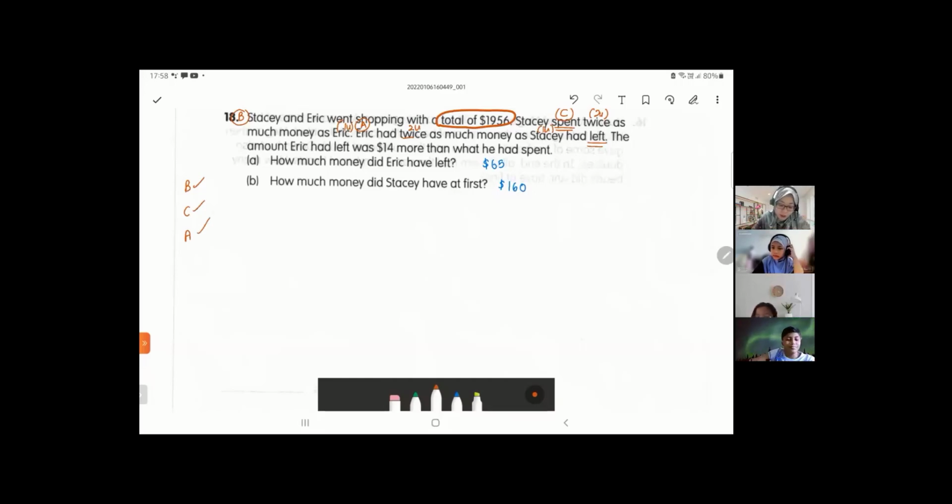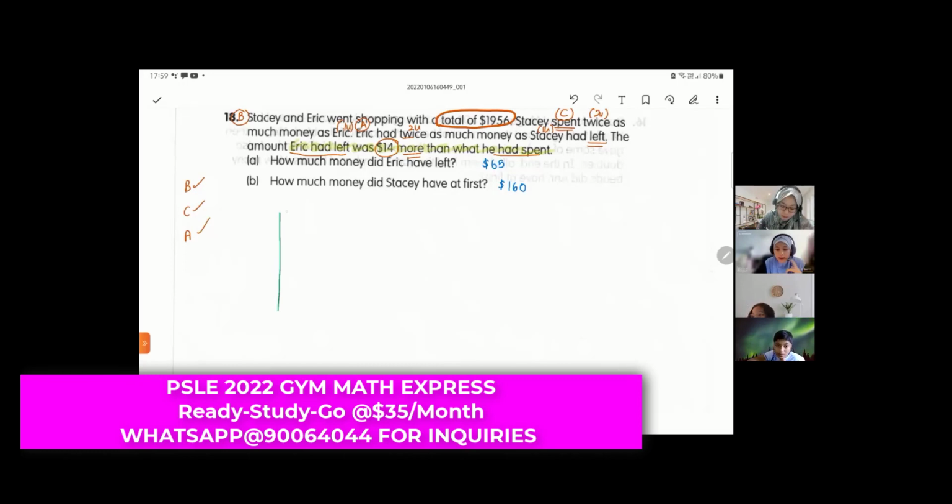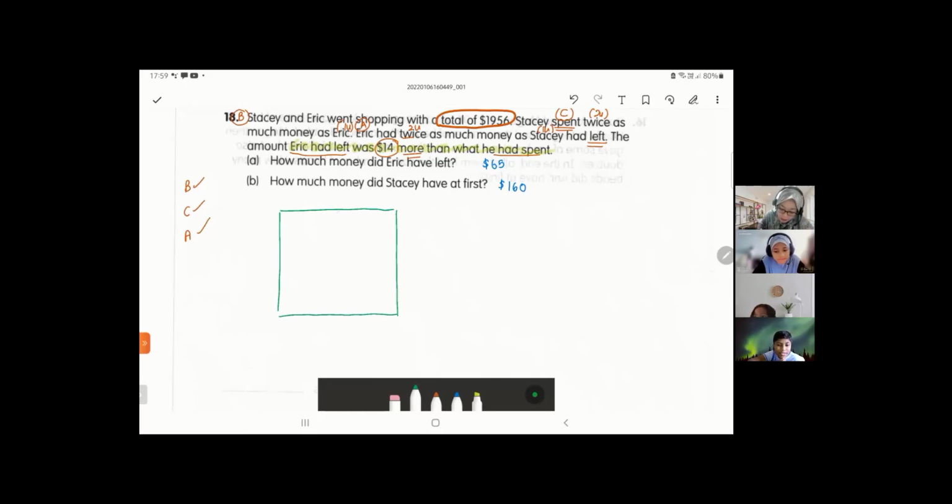The amount Eric had left was $14 more than what he spent. So there is a comparison of what Eric had left with what Eric had spent. That is the comparison here. You have to take note. So when we find Eric later, you must take note of this information to add in later on. How much money did Eric have left? How much money did Stacy have at first? Let's draw out the table and then we fill up as much information as we can. Then we see what we can do first. Okay. So Stacy and Eric, before, change, after.